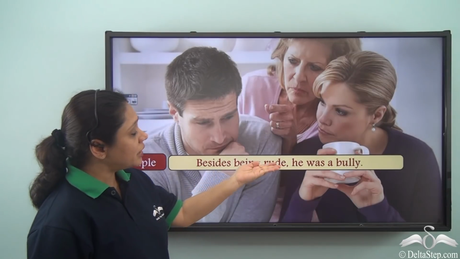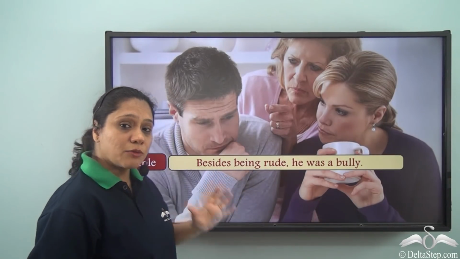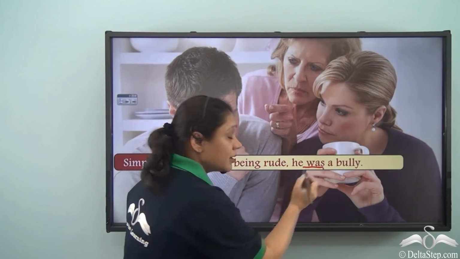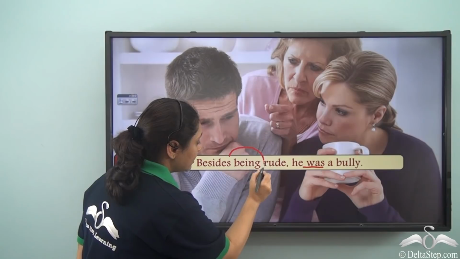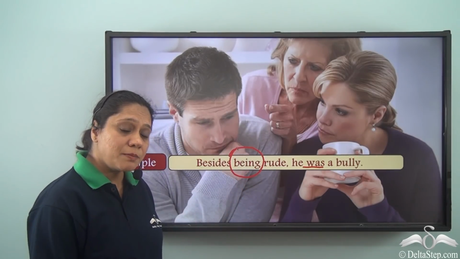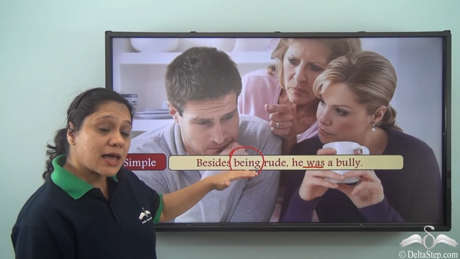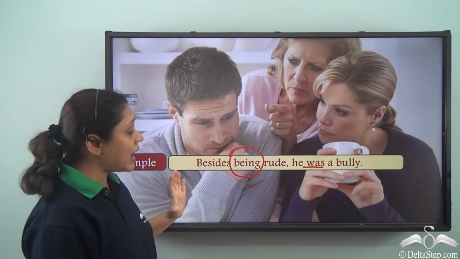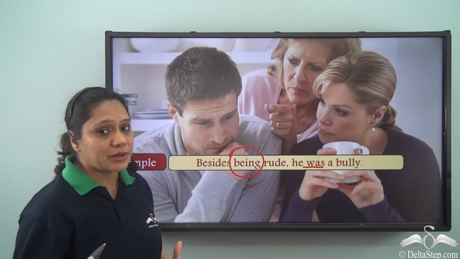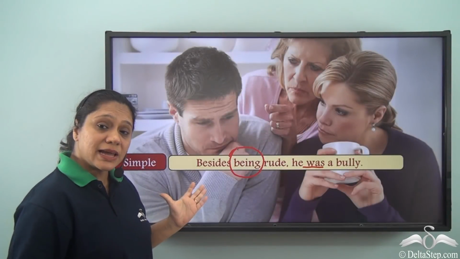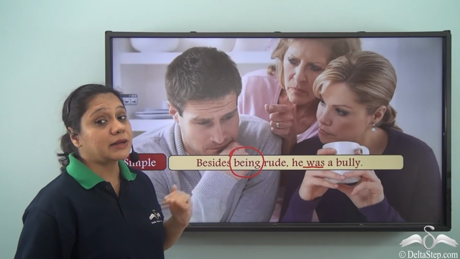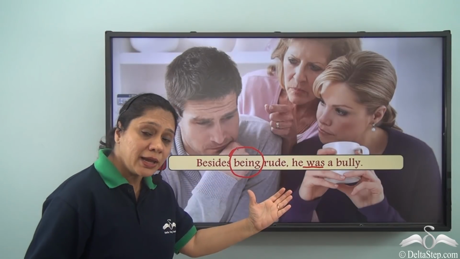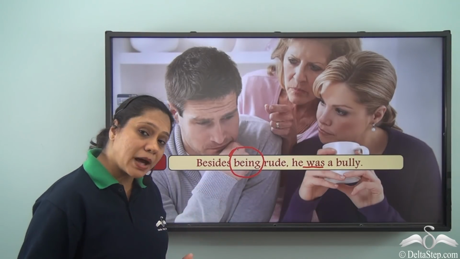Besides being rude, he was a bully. Now this is a simple sentence with only one finite verb, was. The other verb, being, is not a finite verb. So we have to change this verb, being, to its finite form, and we have to break this clause into two independent clauses. Now this sentence is giving us the idea that a person is rude, he is also a bully. So how will we write it as a compound sentence?